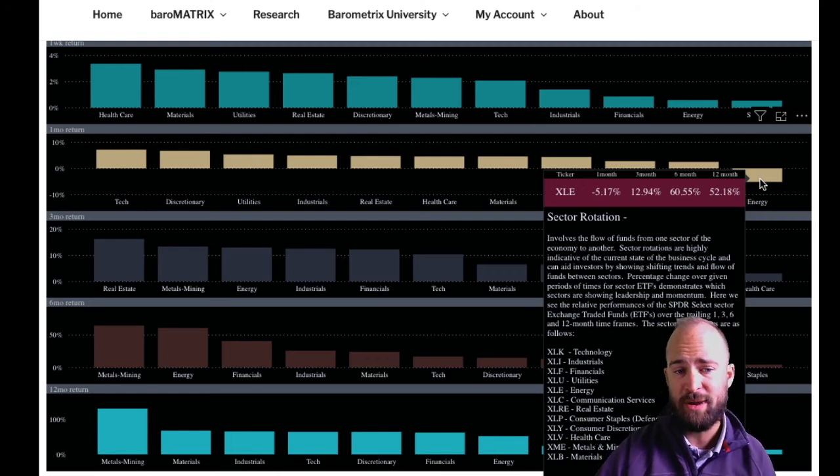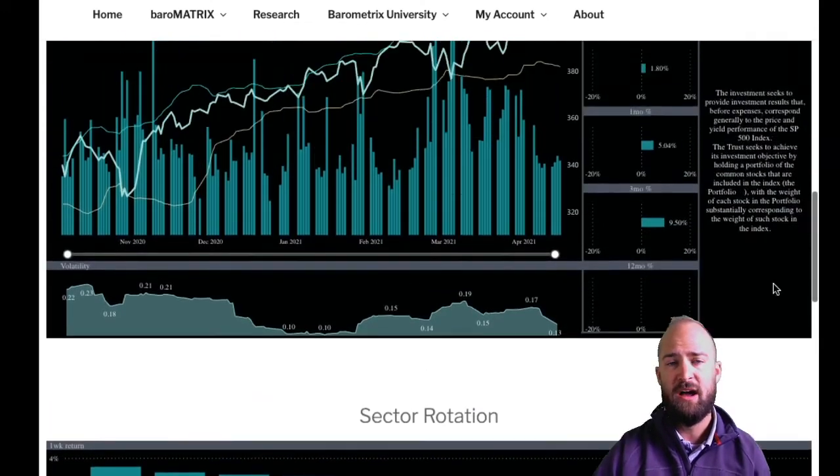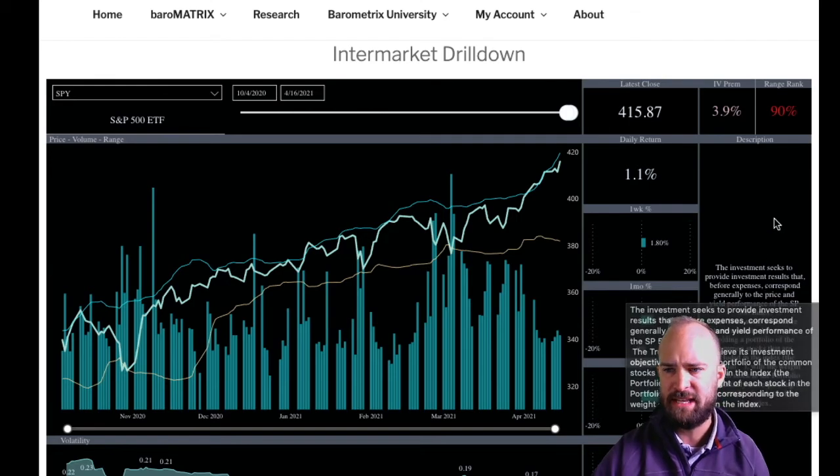And we saw a huge spike higher in oil yesterday on, again, the CPI data that came out. So let's take a closer look at oil.